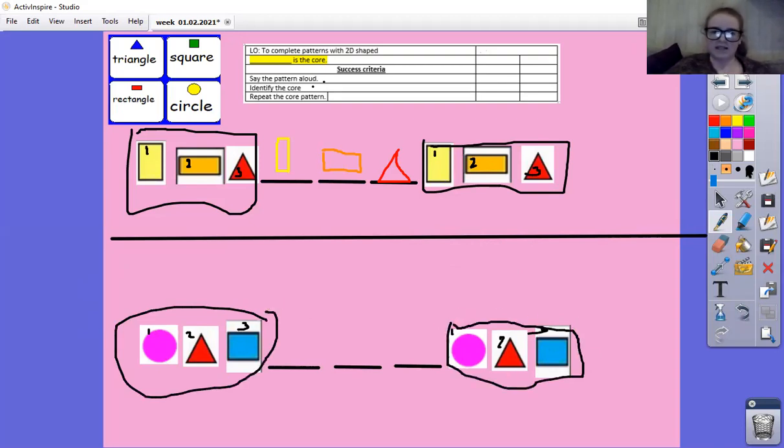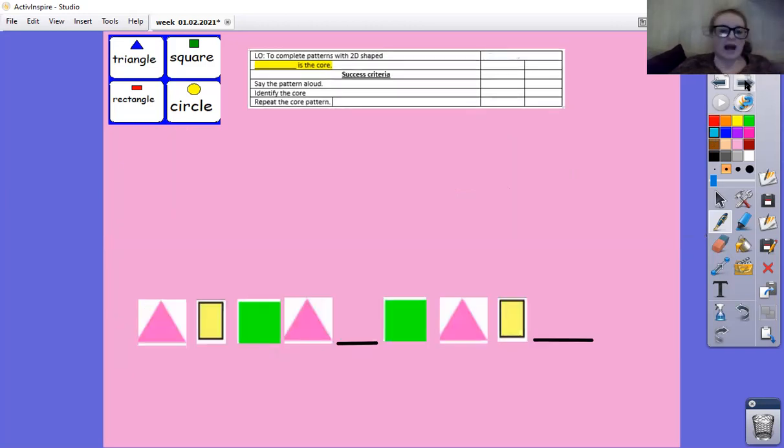And now I need to fill in my missing section. So what does my core start with? It starts with a pink circle. Fantastic. What comes after my pink circle? After my pink circle is a red triangle. Brilliant. And after my red triangle is a blue square. Perfect. Okay, again, let's have a look at this one.